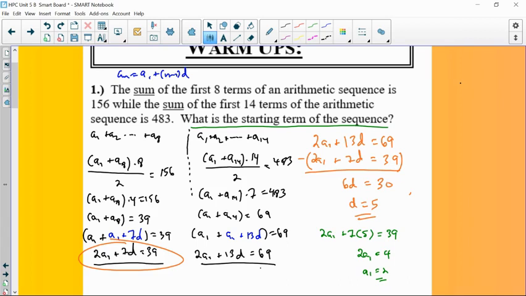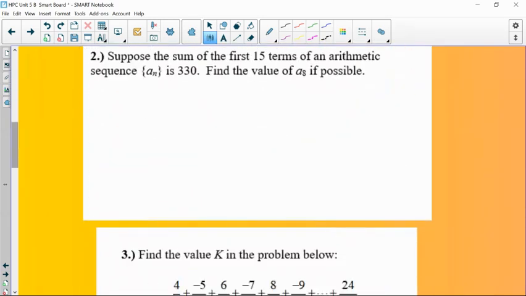Okay, now the second warm-up example. It says, suppose the sum of the first 15 terms is equal to 330. So we're going to do the exact same.